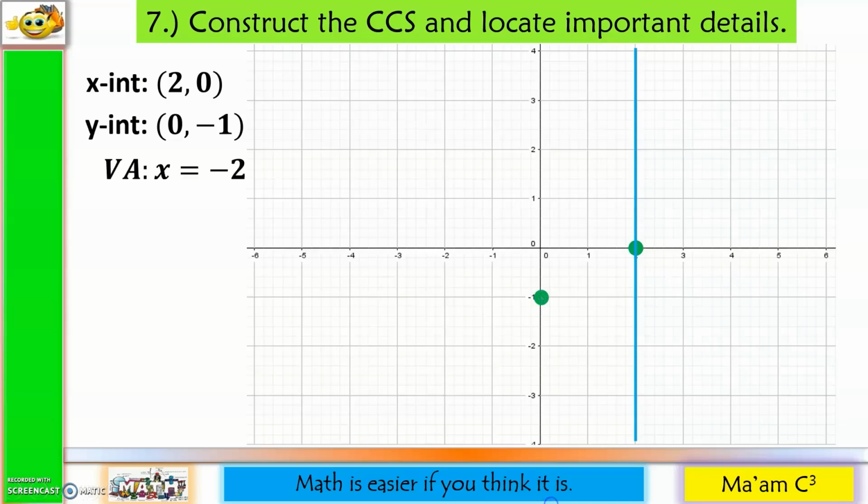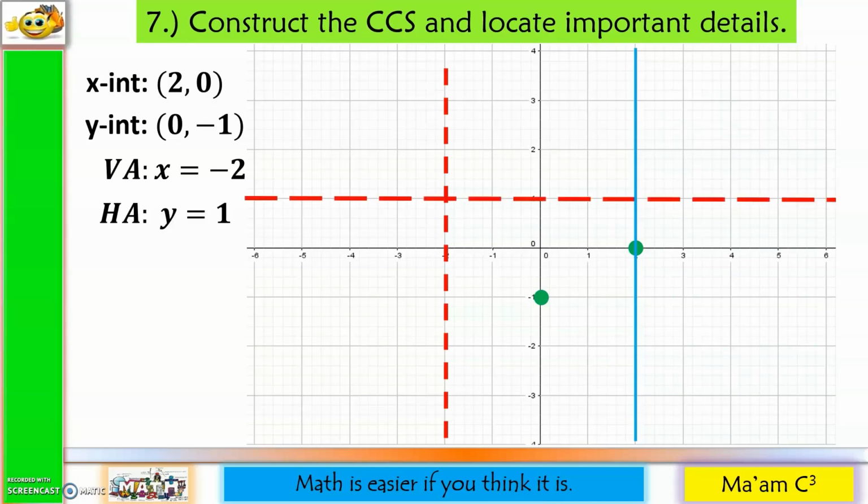Next, vertical asymptote, x equals negative 2. For the vertical asymptote, we draw a vertical dashed line. And last one, horizontal asymptote, y equals 1. So let us draw a horizontal dashed line. Now that our important details are complete, let us determine how many regions we have. So we have 1, 2, 3 regions.